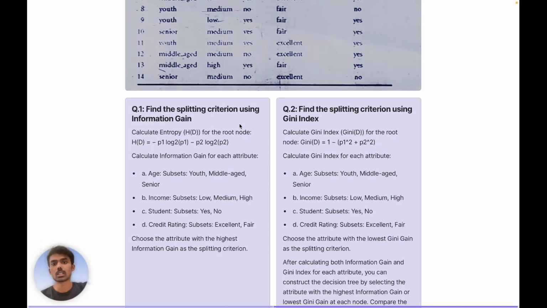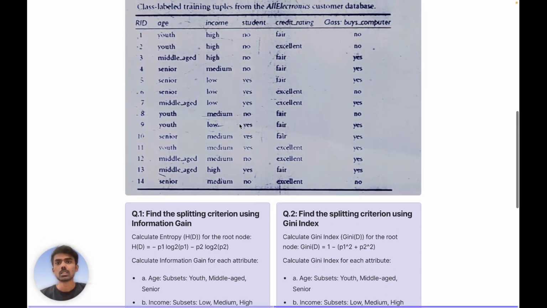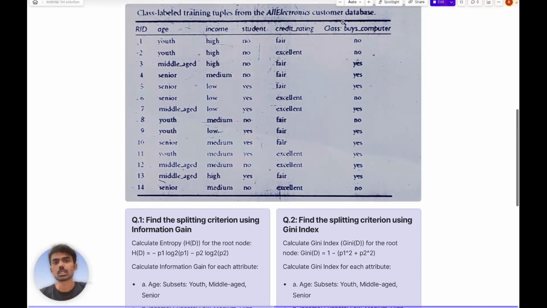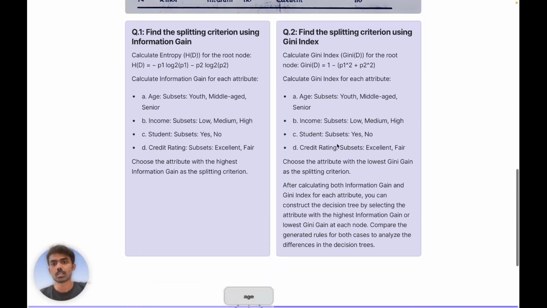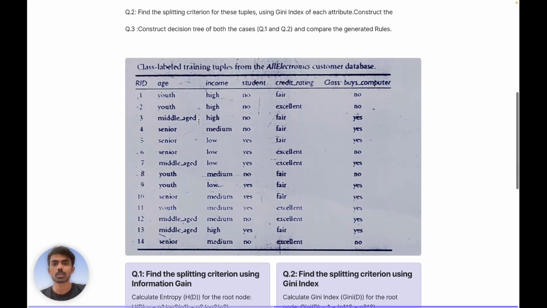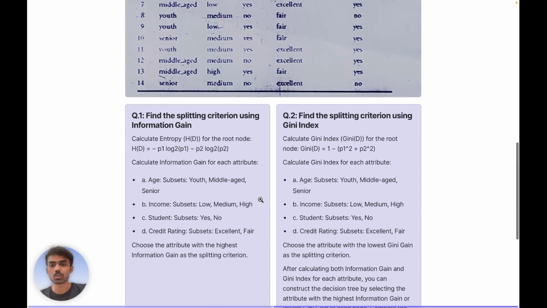After that, we calculate the information gain for each attribute, such as information gain of age, income, student, and credit rating. Income subsets are divided into three parts: low, medium, and high. For student, either the person buying a computer is a student or not. We can find it from here. So here are the values of yes and no, and also the credit rating, which is a very substantial factor here. We choose the attribute with the highest information gain as the splitting criterion.